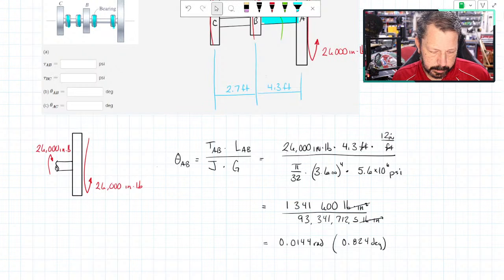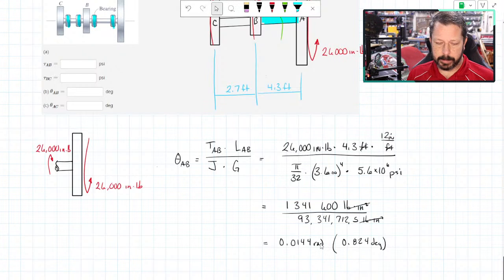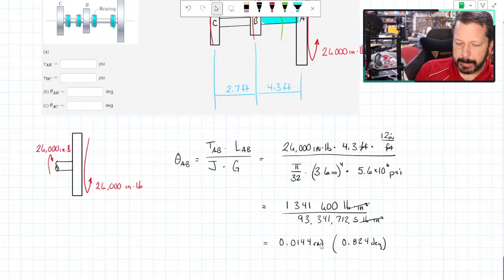Let's see. So this would be part B, 0.832. We're close. We're in the same ballpark. Again, I rounded some, but we are similar.